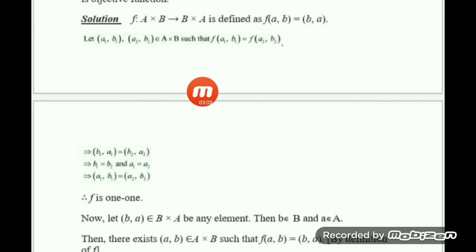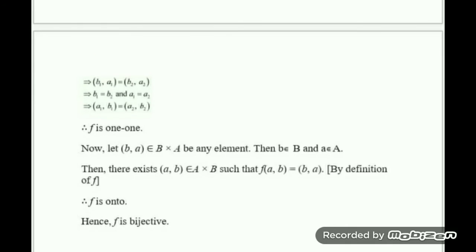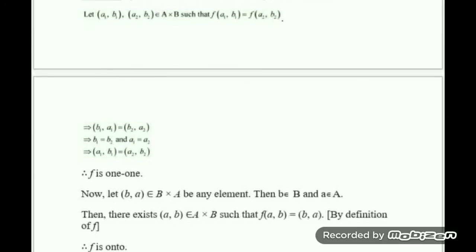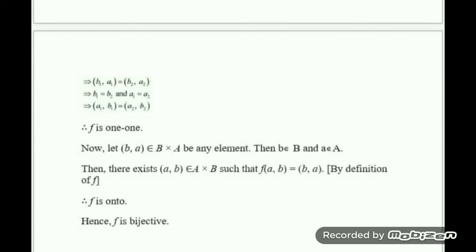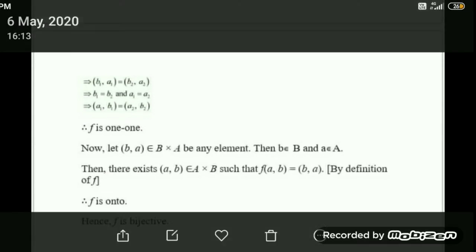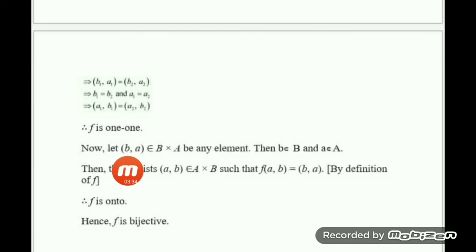Okay. Now the second part of the question is you have to show that this is onto. So for onto, we have to take an element in the codomain. We have to show that there is an element in the domain such that under the function f, that element is the pre-image of this one. So we take an element in B cross A, say (b, a). Let us consider it as small b, then it is easy for us to understand that b belongs to B and a belongs to A. So we are taking an element here.